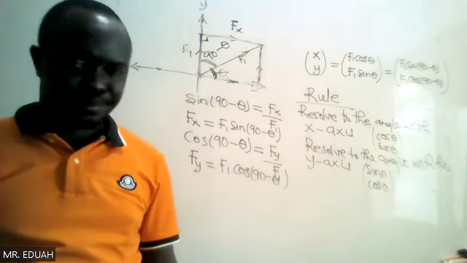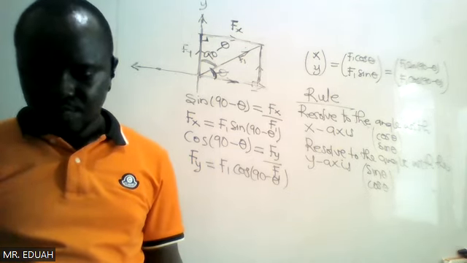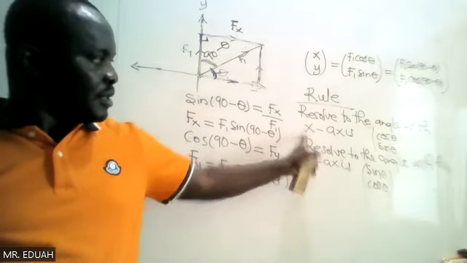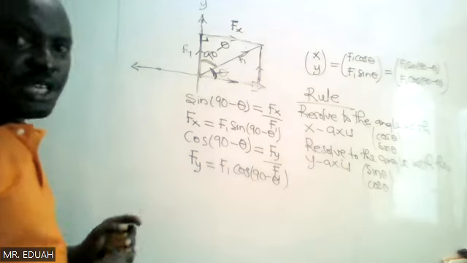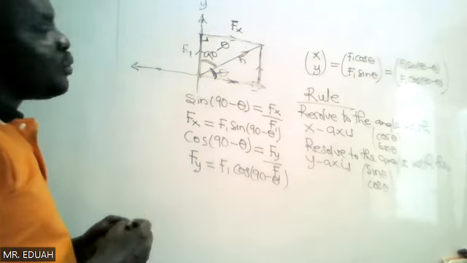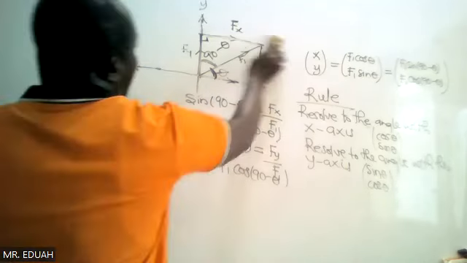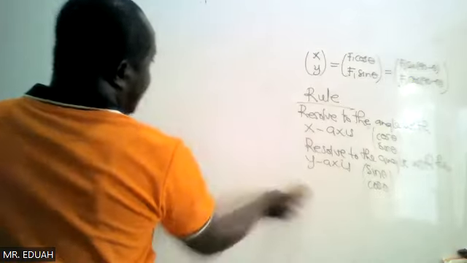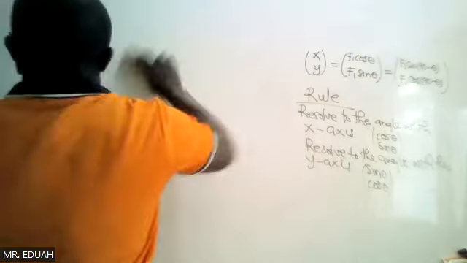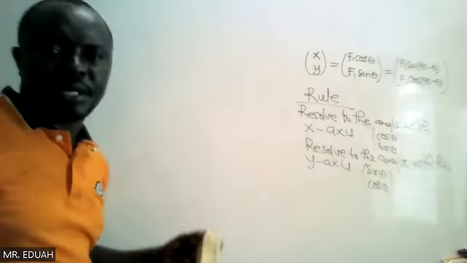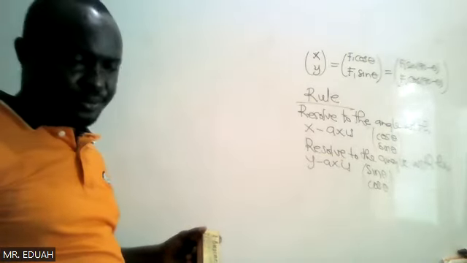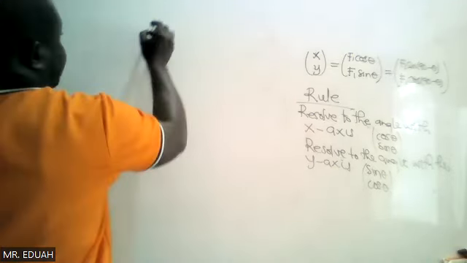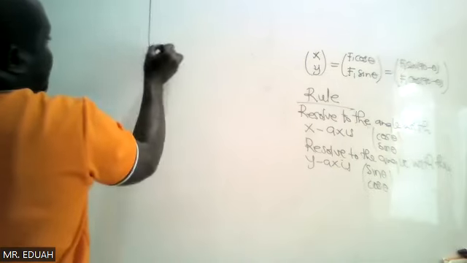Yes, Amma. Sir, please, I don't understand what you just said. The rules. Okay, let me give values. We have a vector or a force of 100 Newton, making an angle of... Maybe give me an angle. 120. 120.